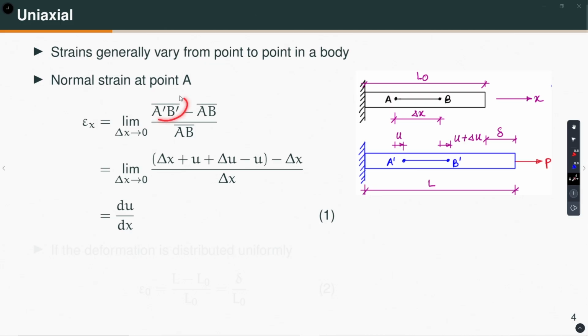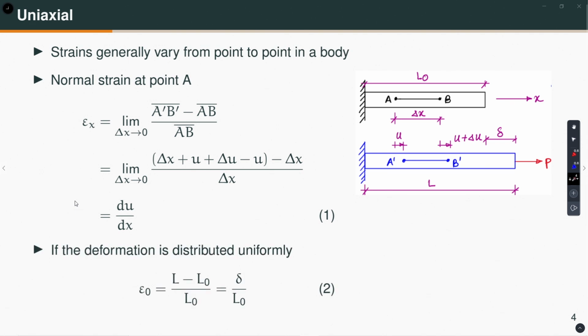Now, what is A prime B prime? Well, A prime B prime is delta x plus u plus delta u minus u, and AB is equal to delta x. Now, you take the limit delta x tending to 0. So, what do you get? This will cancel, and this will cancel. So, you have delta u divided by delta x, with delta x tending to 0. So, basically this is du dx, as simple as that.